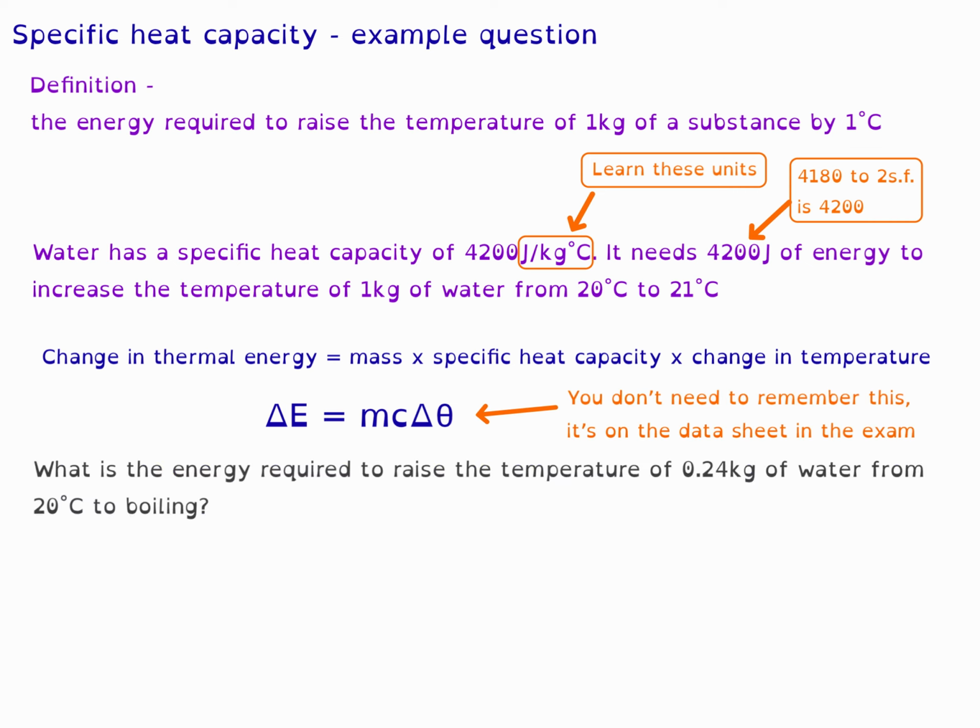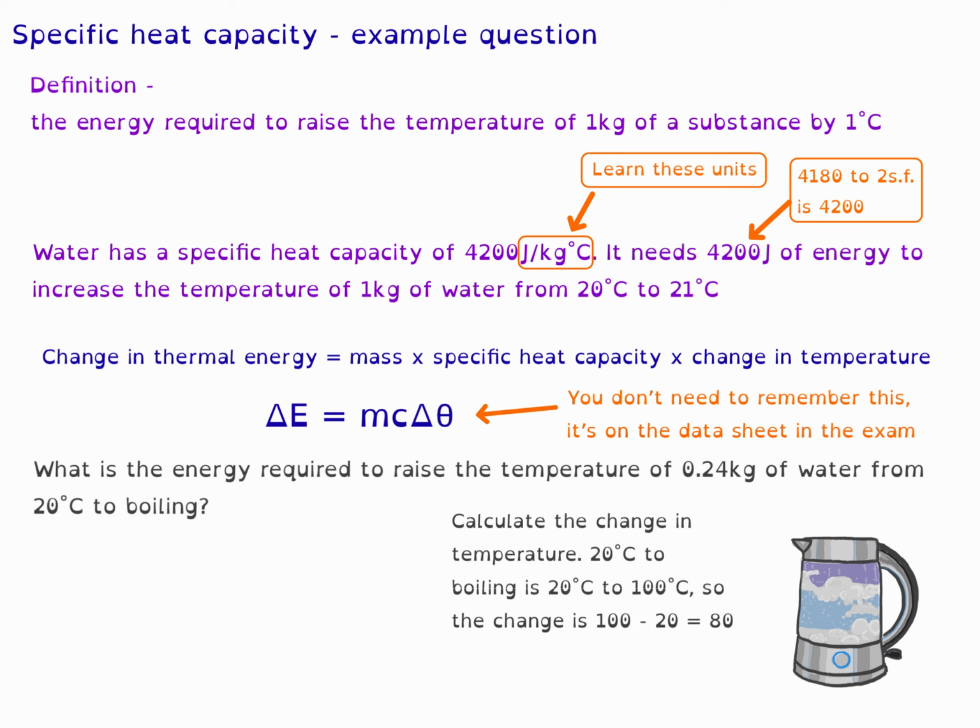What is the energy required to raise the temperature of 0.24 kilograms of water from 20 degrees Celsius to boiling? First, we need to look at our change in temperature. 20 degrees Celsius to boiling is 20 degrees Celsius to 100 degrees Celsius, so the change is 100 minus 20, which gives us 80 degrees Celsius.